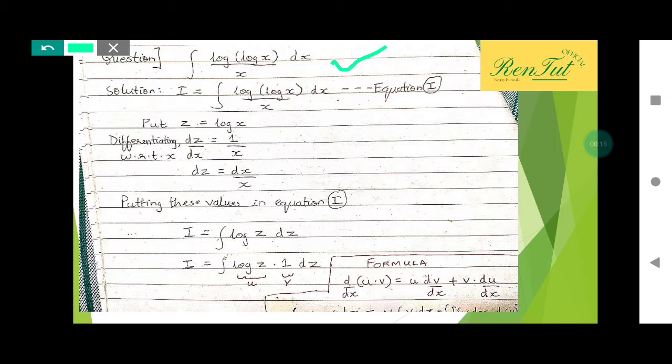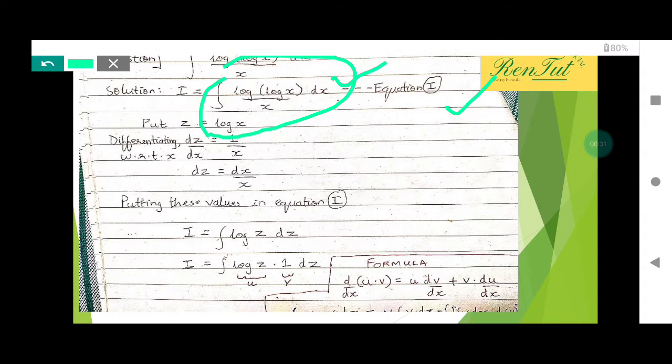Okay, so we have to write. This is equation number 1. We will be writing I, integration, is equal to the same question once again. We have repeated the question over here, and now we will be proceeding further.